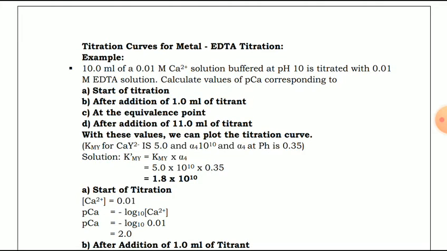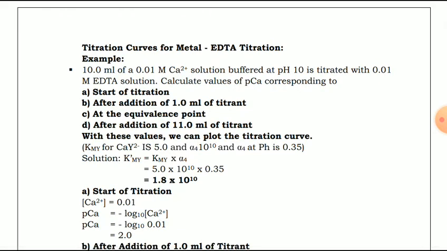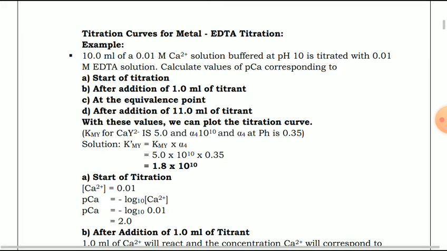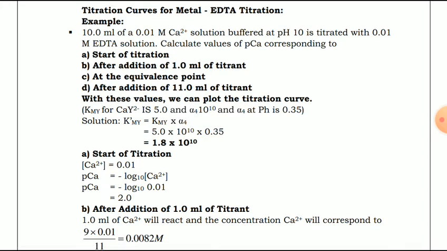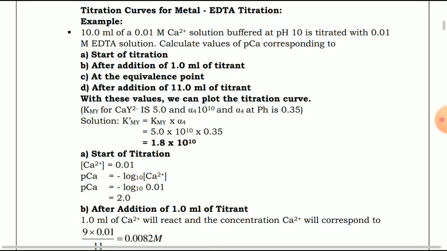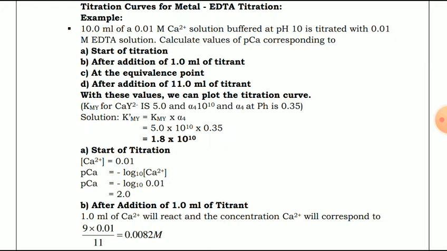Now the second step, after addition of 1 ml of titrant. That means from the burette, when we add 1 ml of the EDTA into the calcium 2+ ion solution, what is the concentration of calcium 2+ ion? 1 ml of calcium 2+ ion will react, and the concentration of calcium 2+ will correspond to 9 into 0.01 upon 11. This calculation we have actually seen in the previous chapter also.